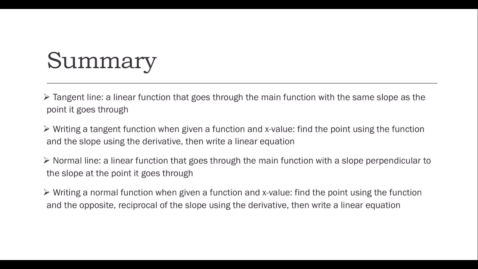A normal line is a linear function that goes through the main function with a slope perpendicular to the slope at the point it goes through. When writing a normal function when given a function and an x value, you'll find the point using the function and the opposite reciprocal of the slope using the derivative, and then you'll write a linear equation.